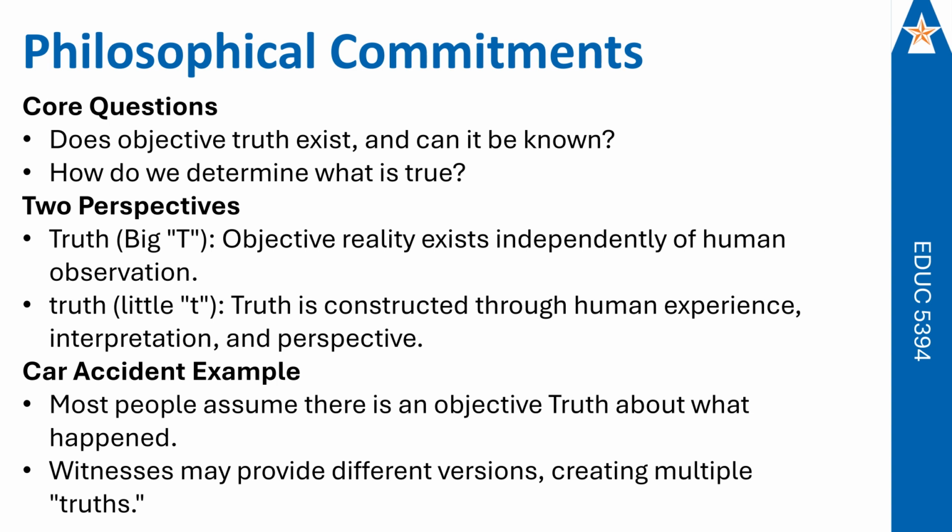The textbook presents two central questions for our consideration: whether objective truth exists and whether it can be known, and how people come to know truth. It distinguishes between big truth, which assumes an objective reality exists independently of people, and small truth, which views truth as constructed through human experience and interpretation. The example of car accident illustrates this distinction. While perspectives on events may differ, conclusions can be strengthened through the examination of physical evidence, witness accounts, and the careful weighing of multiple sources of information.